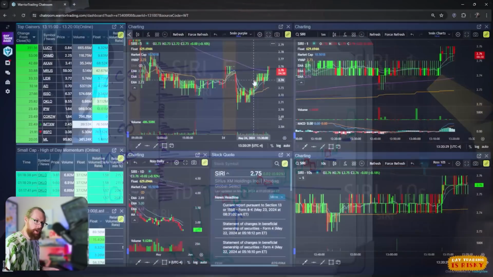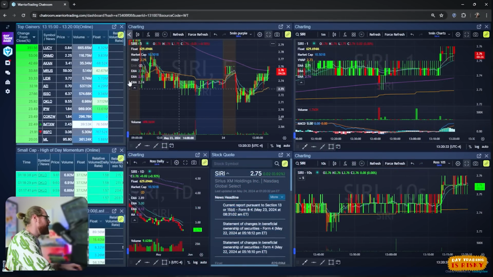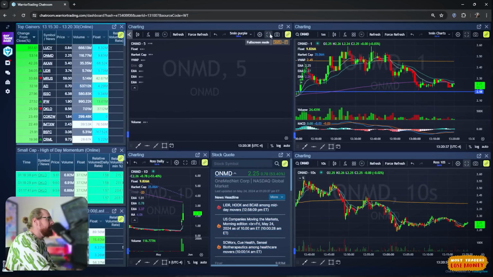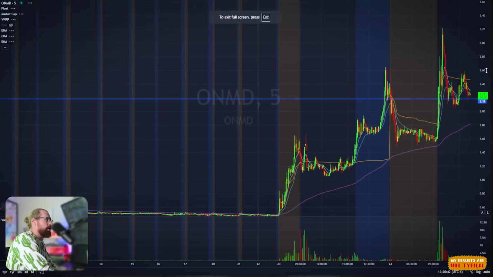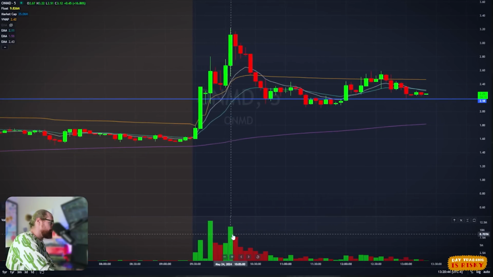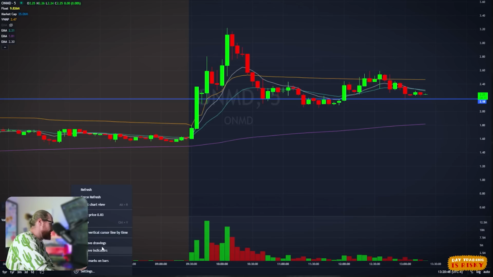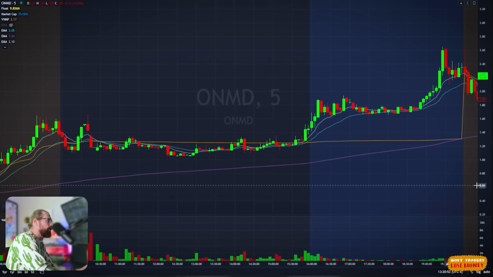So let me show you this chart here from today, because this is a really great example of how this played out in real time. So ONMD is the ticker, but it doesn't matter because it could be any stock. This just happens to be the one today. Okay, so I'm going to clear this drawing out. I'm going to right click, remove all the drawings, and we're going to go over here. We're going to scroll over.